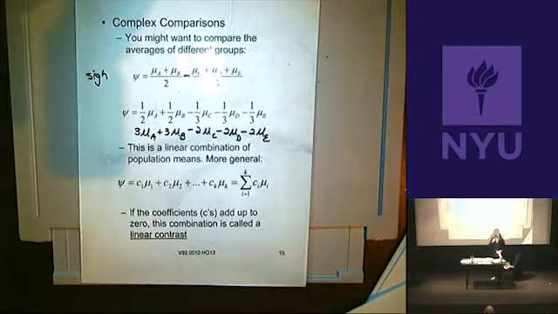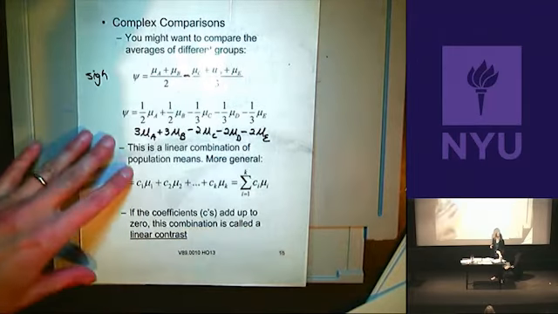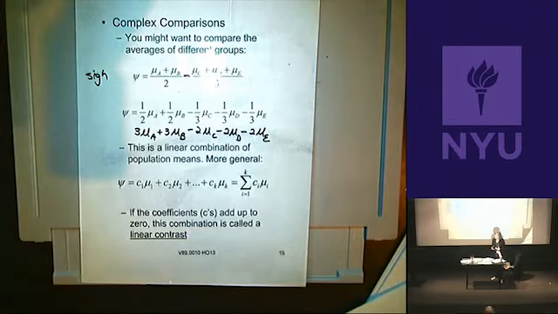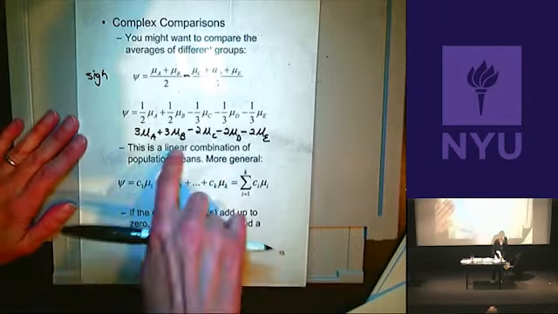Okay, so now let's talk about what this is. This is a linear combination, but even more so, look at the coefficients for a moment. If the coefficients add up to 0, this is what we call a linear contrast. That's what SPSS will think it's doing, a contrast. Specifically here, a linear contrast. It's linear because we're just adding and subtracting, right? There are no exponents there. So it's a linear contrast if these coefficients add up to 0.